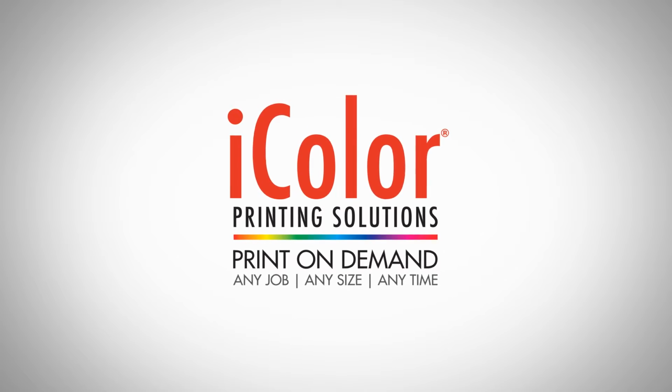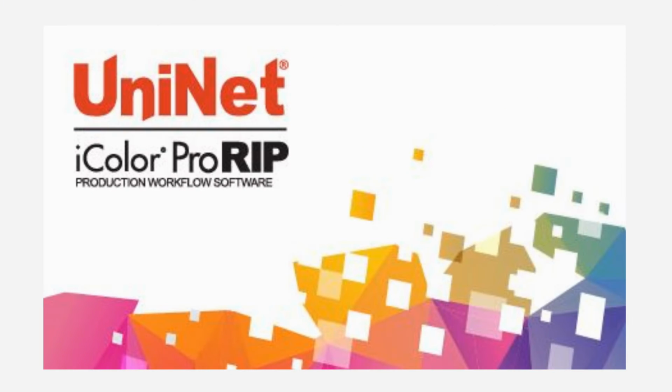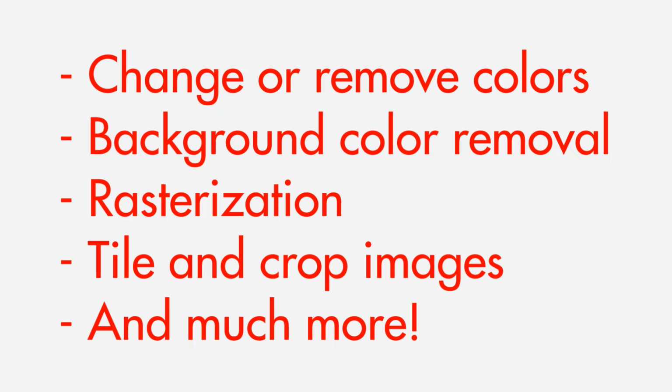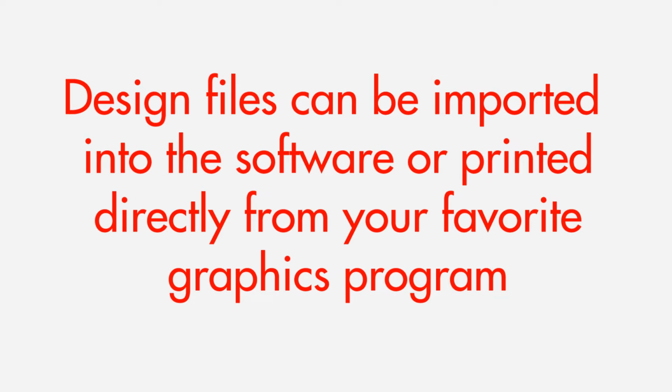The iColor ProRIP is the software that resides between the graphic design application like CorelDRAW, Photoshop, and your iColor printer. The RIP software allows you to separately control each layer of color in your graphic, giving you the ability to control not only what you see, but what is above or below the main layer. The iColor ProRIP gives you the unique ability to use one machine to print images with white as an underprint or an overprint in one pass.